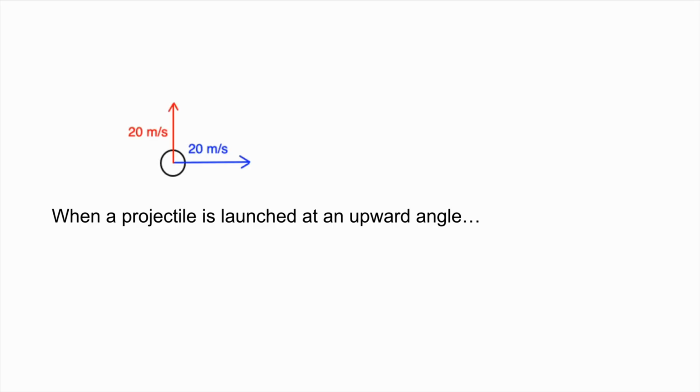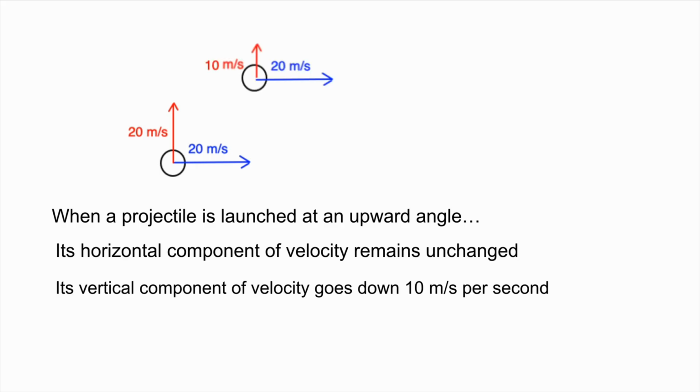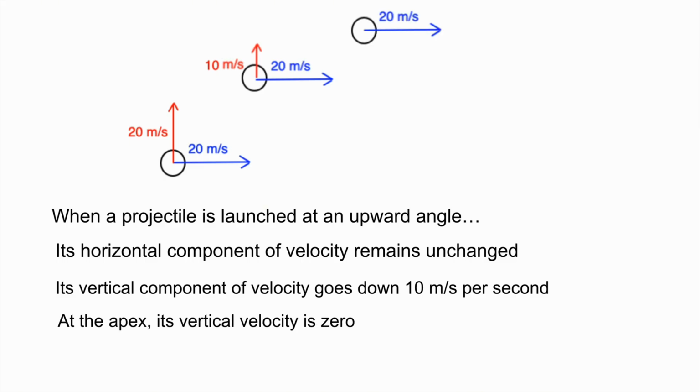When a projectile is launched at an upward angle, let's just say here I've got 20 vertical component and 20 horizontal component. What you've got to keep in mind is that the horizontal component is going to stay unchanged and the vertical velocity is going to go down by 10 meters per second each second it's in the air. So I launch it at 20 up and 20 horizontal. The horizontal never changes, but with each passing second, because I have a gravitational acceleration of 10 meters per second squared, after 1 second, 20 is reduced to 10. Another second later, 10 is reduced to 0. So I don't have any vertical component here.